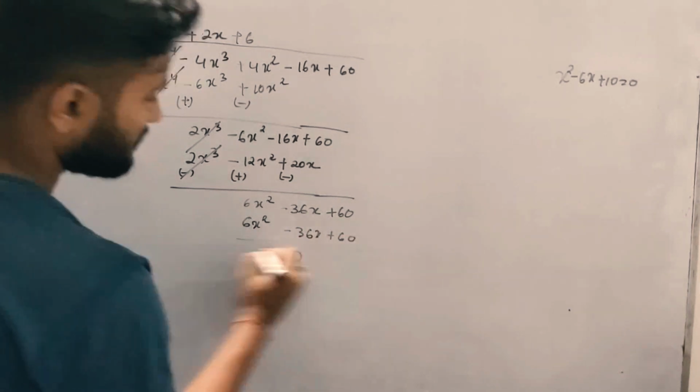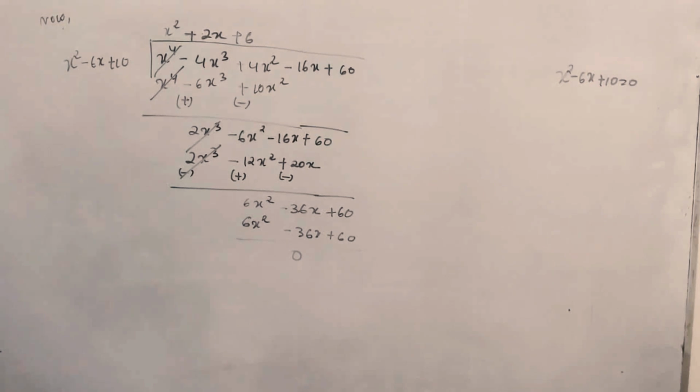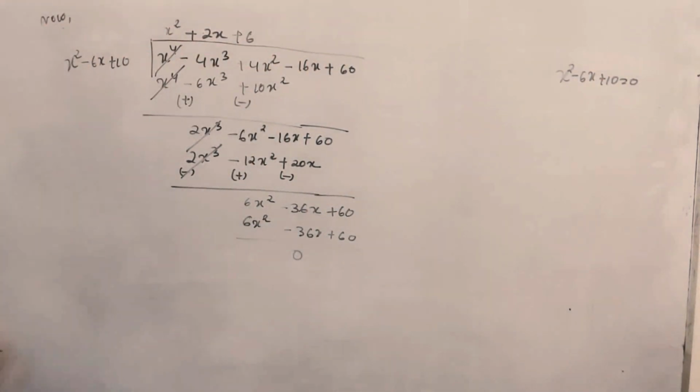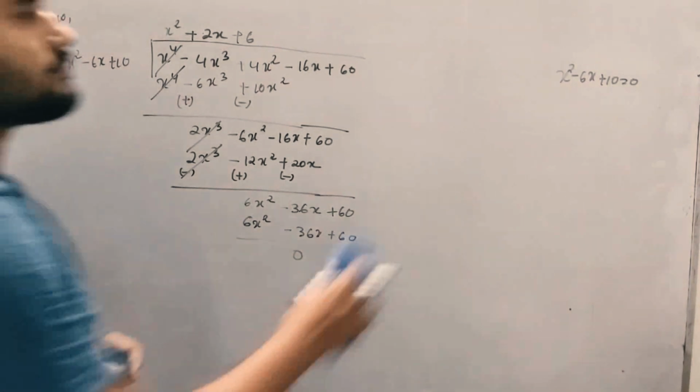This remainder has to be 0. Okay, has to be 0. So now what we can say, remember this thing, x square minus 6x plus 10 is 0.